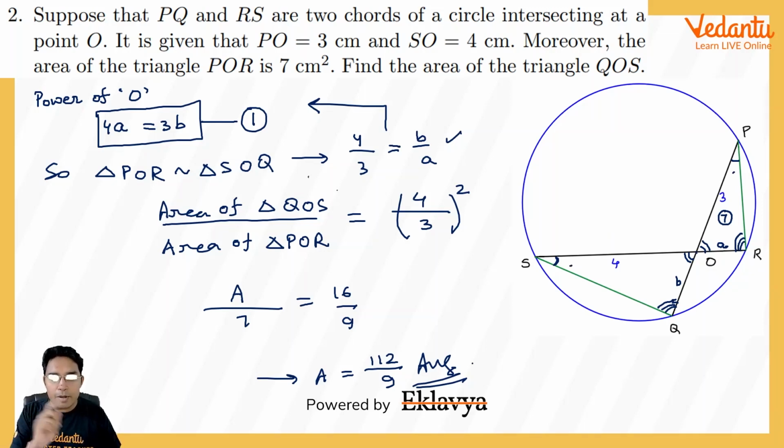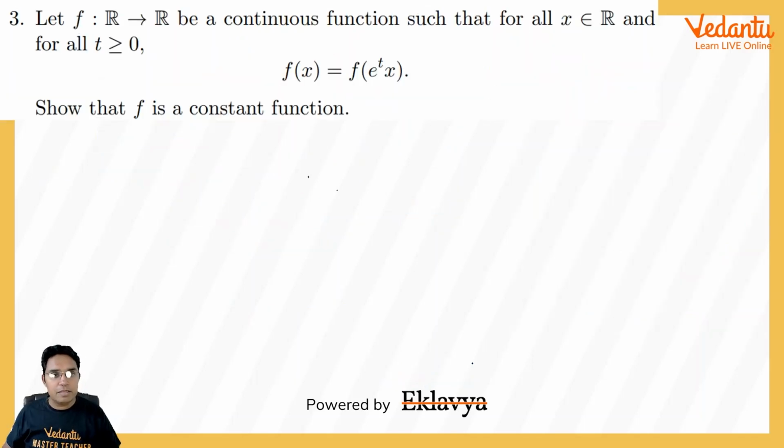Okay, now coming to the next question, question number 3. Here we are given that f from R to R is a continuous function such that for all x belonging to R and for all t greater than or equal to 0, f(x) is equal to f(e^t x). We have to prove that f is a constant function.